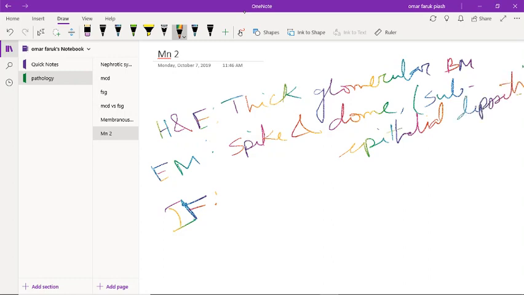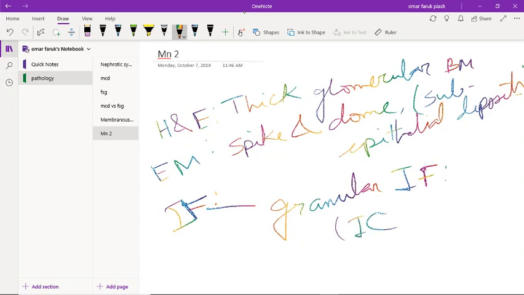On immunofluorescence there is immune complex deposition. Granular immunofluorescence, due to immune complex deposition. Okay, there is poor response to steroid, like FSGS, and it leads to renal failure.